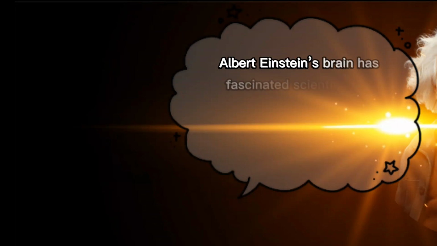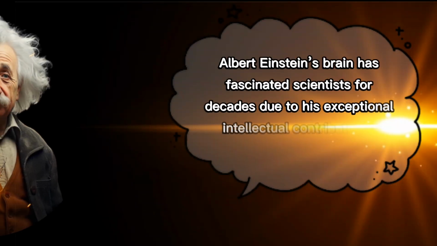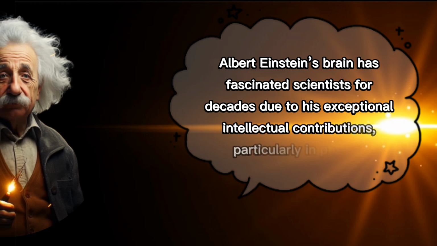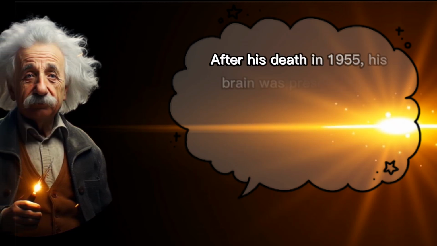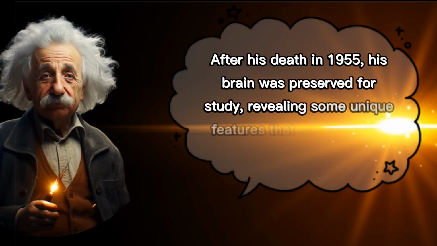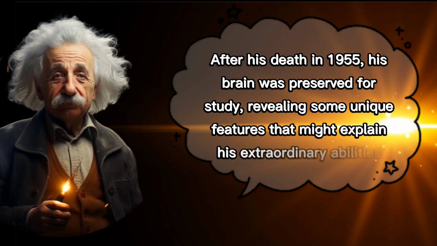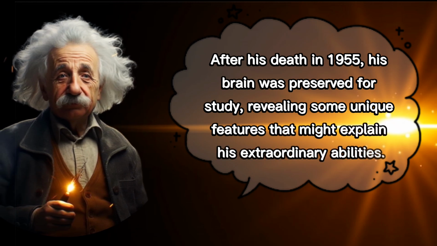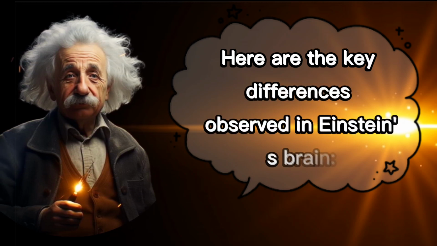Albert Einstein's brain has fascinated scientists for decades due to his exceptional intellectual contributions, particularly in physics. After his death in 1955, his brain was preserved for study, revealing some unique features that might explain his extraordinary abilities. Here are the key differences observed in Einstein's brain.